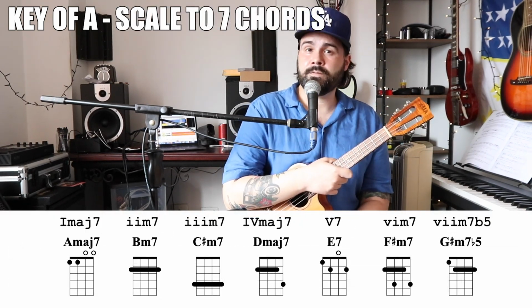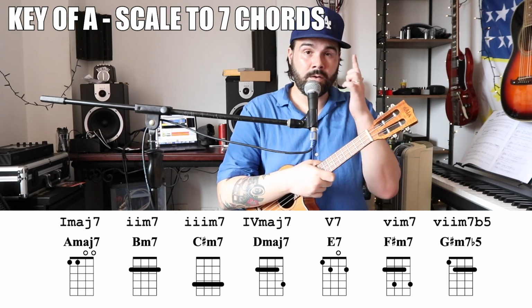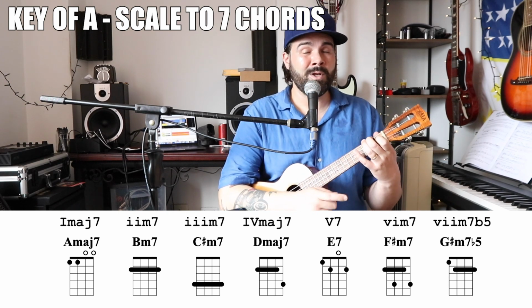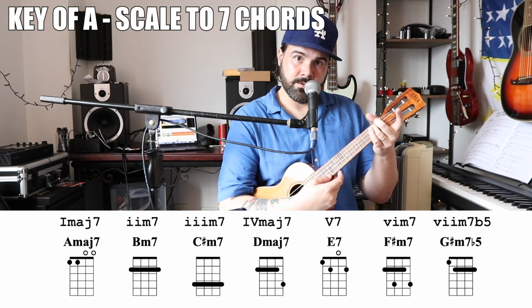So let's use what we've learned so far to turn the A major scale into chords. Well, our 1 chord, our first note A, becomes a major chord, A major. And we know the 1 is a major 7. So we have A major 7. 1 1 0 0.